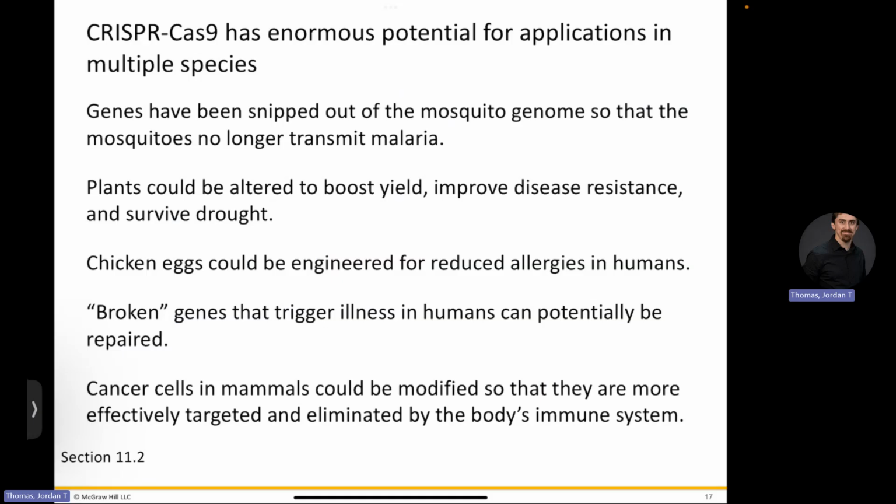Lastly, cancer cells in mammals could be modified so that they are more effectively targeted and eliminated by the immune system. We can target specific cells using CRISPR, change their genes, and change their function or make them easier to target and remove. So again, CRISPR is widely important because you can go in and change an actual gene. And if you change the gene, you change the protein, which has a lot of beneficial effects down the line.